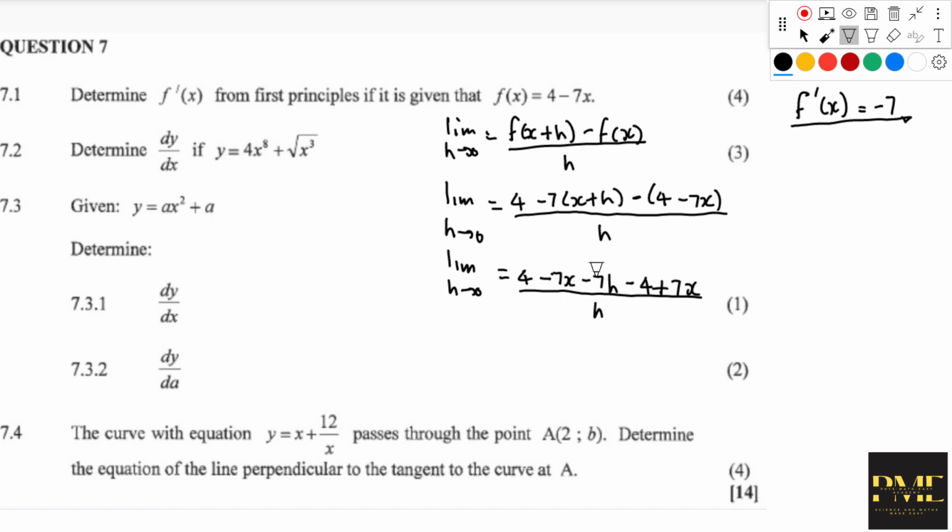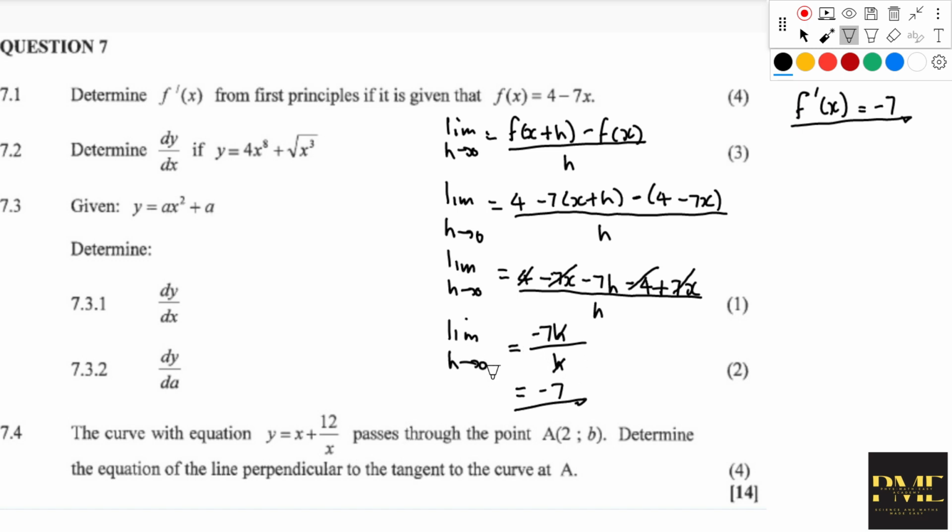Okay, we can see at this stage that we've got like terms. So let us get rid of them first. We see that the positive 4 cancels with that negative 4, and the negative 7x cancels with the positive 7x, then what remains is our limit, where h approaches 0, being equal to negative 7h all over h, guys. Okay, we can see that at this stage h divided by h gives us negative 7 as our final answer, guys.